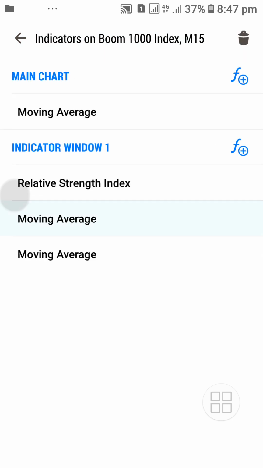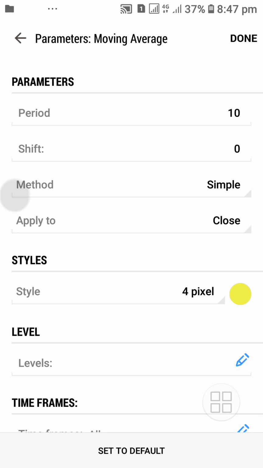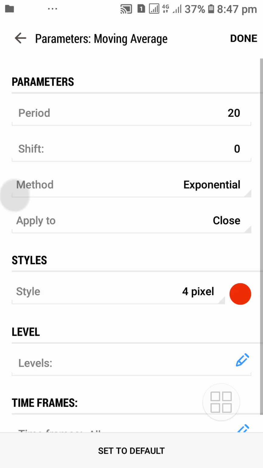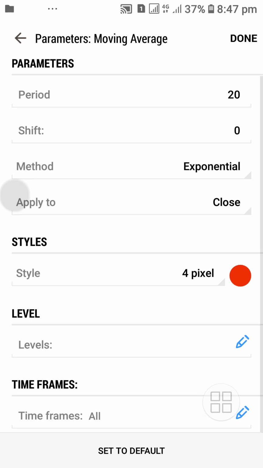So the last we are using is the moving average. These are the information you need. Period is 10, shift is 0, method is simple, and apply to close. And you can use any color of your choice here. No level, done. All right. So the next is another moving average. Period is 20, shift is 0, exponential, and all of that. Style, you can use any color of your choice. So I'm done with this.